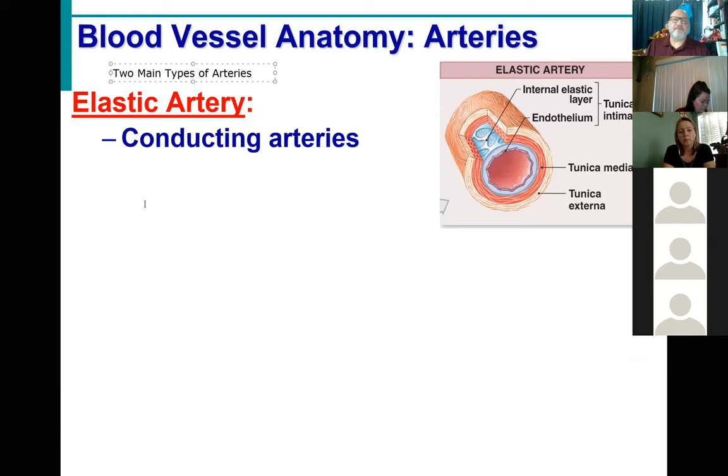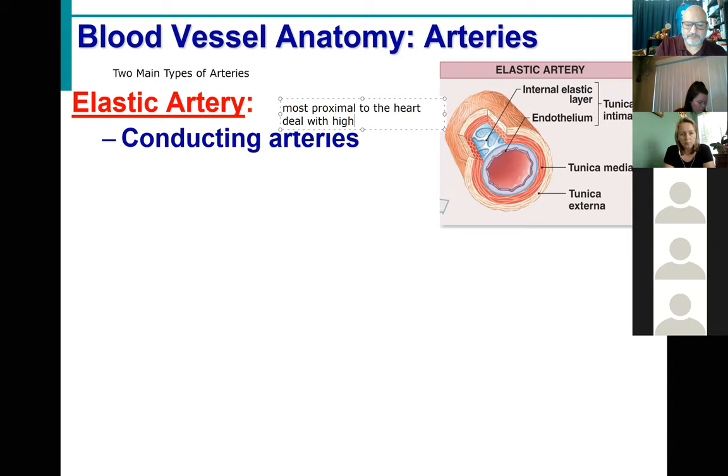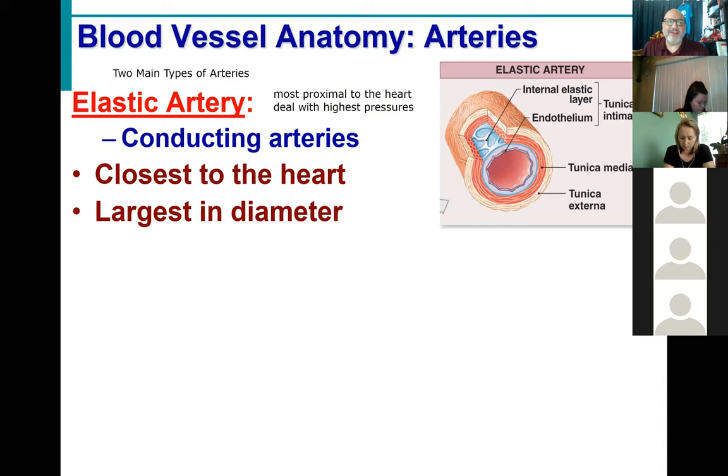The first of those are the elastic arteries. Elastic arteries are also sometimes referred to as the conducting arteries. These are the ones that are most proximal to the heart, and therefore they deal with the highest pressures. And because they deal with the highest pressures, that's why they have the largest amount of elastic fibers in them. They're the ones that need to stretch and recoil the most to accommodate those massive changes in blood.